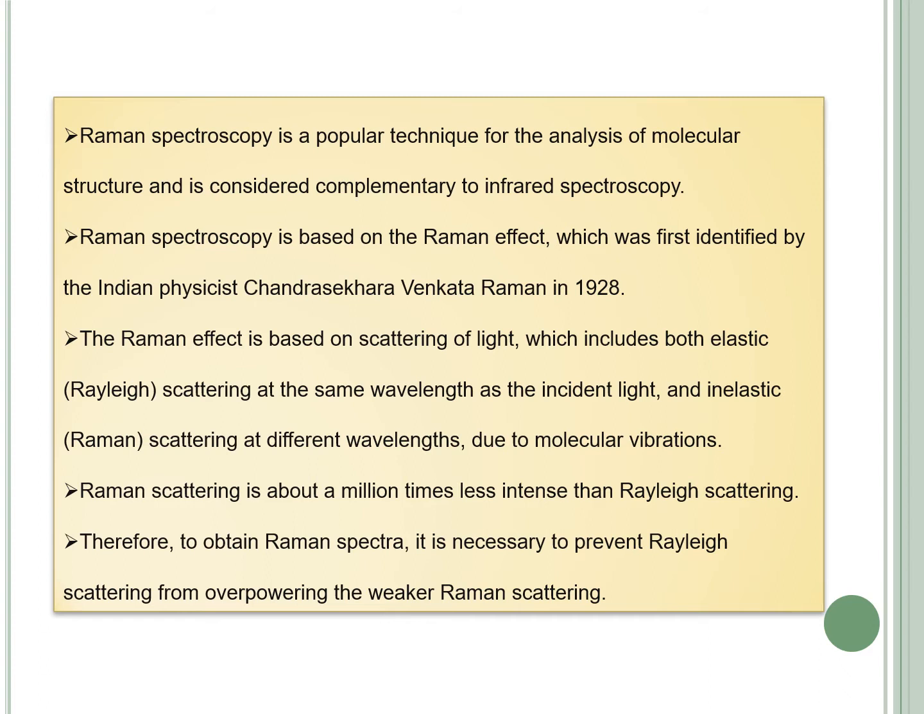Raman scattering is about 1,000,000 times less intense than Rayleigh scattering. Therefore, to obtain the Raman spectra, it is necessary to prevent Rayleigh scattering from overpowering the weaker Raman scattering.